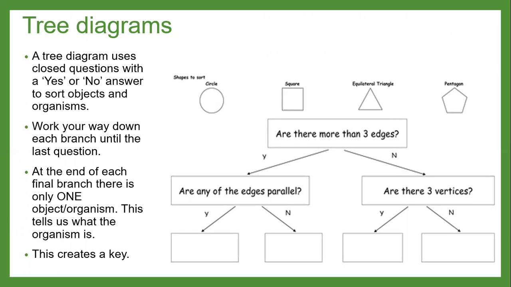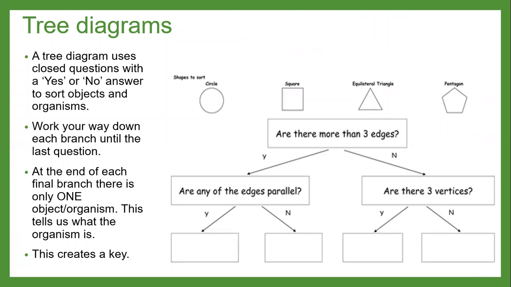This is a tree diagram. A tree diagram uses closed questions with yes or no answers to sort objects and organisms. So we need to work our way down the branch until we get to the last question. And at the end of each final branch, you should have one object or organism, and that will tell you what the answer is. So let's go through it step by step.